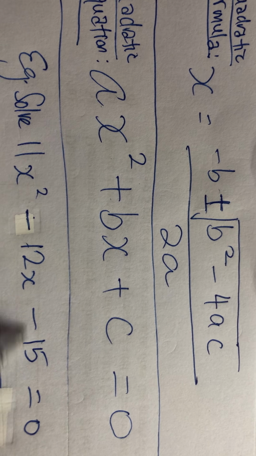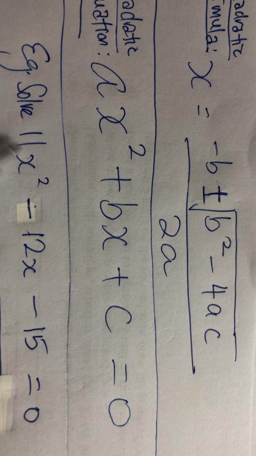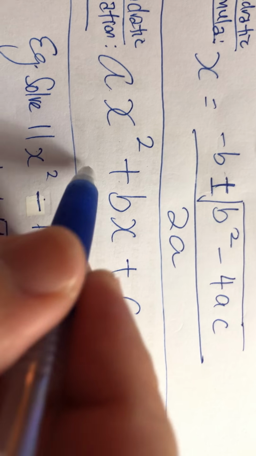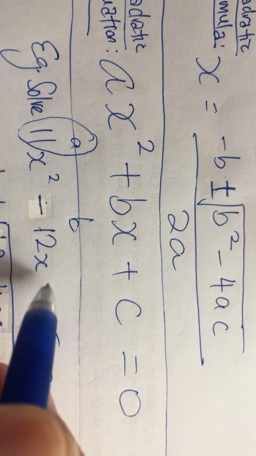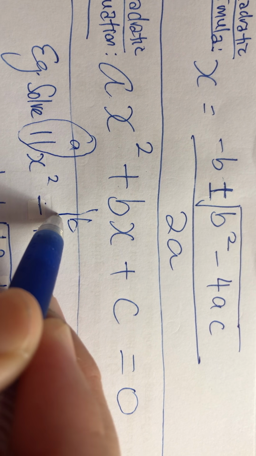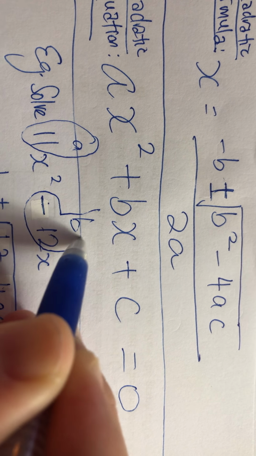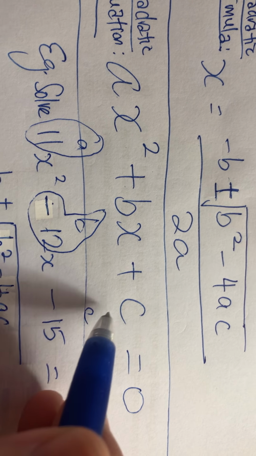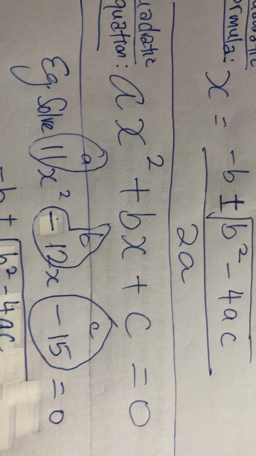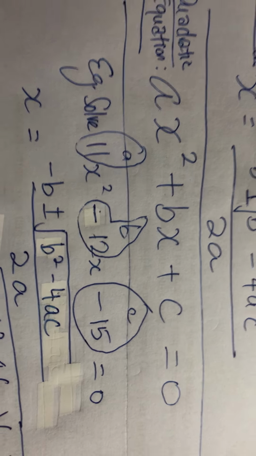This is the same example you saw earlier. Okay, this is your A. B is the number in front of X, so it's not only 12, it is minus 12. And C is the constant without any X, so it is minus 15. Okay, what do you need to do?